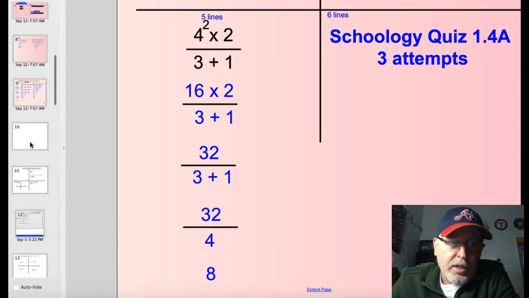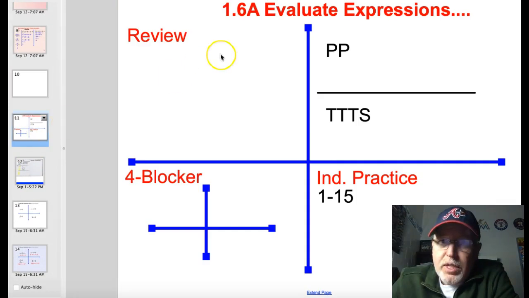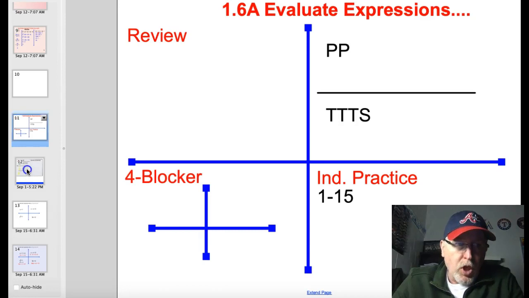All right, let's take a look at our target for today. This is where we'll be setting up our page. You had your review, you did your pause problems and ticket to the show up here. We're going to have a 4-blocker. We're going to have some independent practice. The rest of it, I'll just have you follow along and listen to as we go.